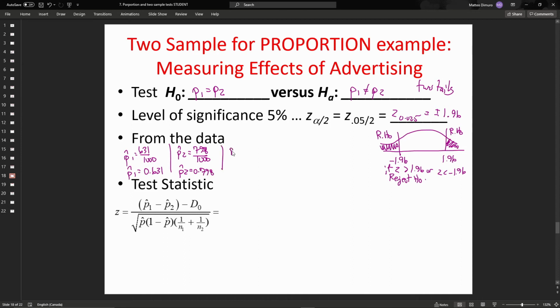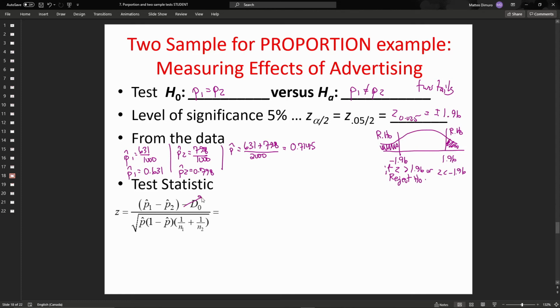And then we can find our pooled p hat, right? That's the one where we go x1 plus x2 divided by n1 plus n2. So 1,000 plus 1,000, so 2,000. I'm not going to give you the intermediate numbers. You'll get 0.7145.